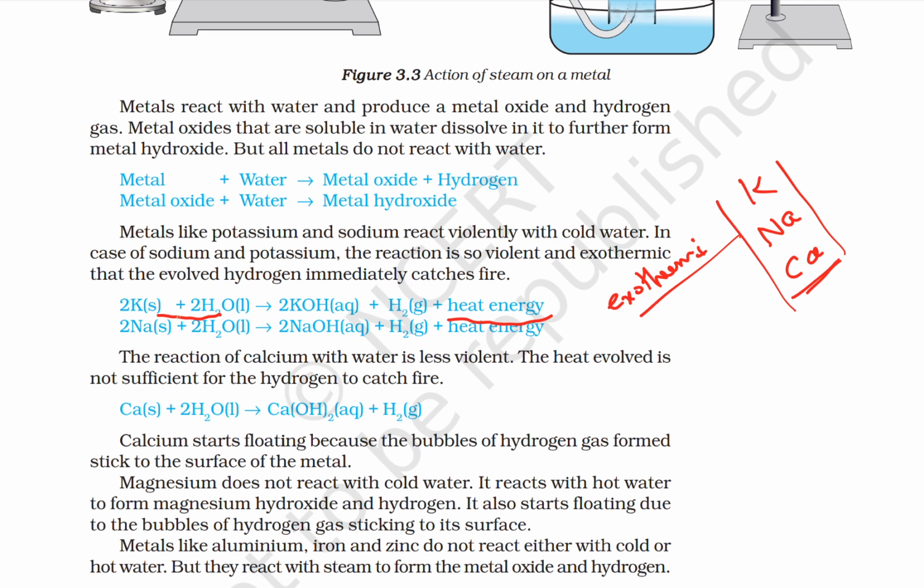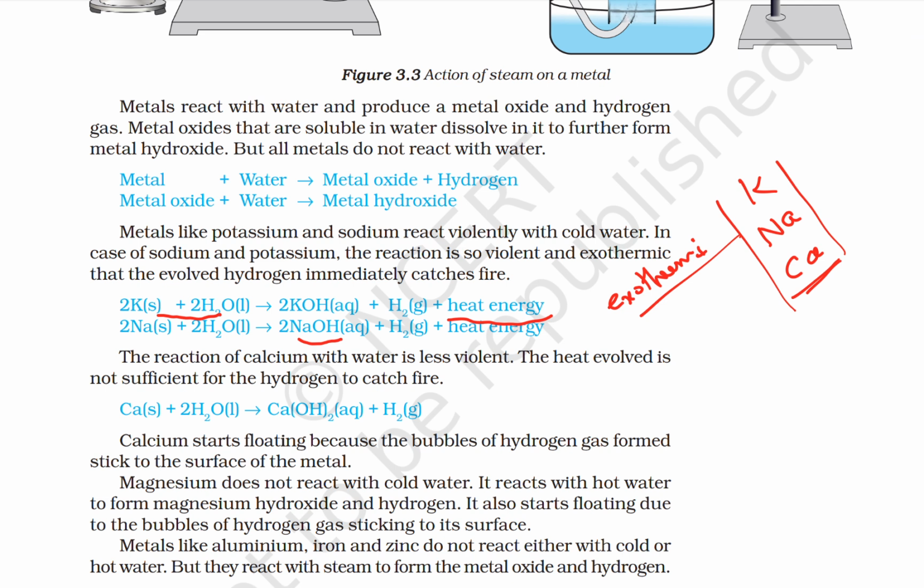If they absorb heat, we name them endothermic, is it not? So here we have potassium in solid form and water in liquid form, cold water. It forms potassium hydroxide, which is in aqueous form, and hydrogen gas is released. Similarly, sodium in solid form, when it reacts with cold water in liquid form, forms NaOH, metal hydroxide, and hydrogen gas is released, and at the same time heat energy is also released. These two react vigorously and move on the water surface.